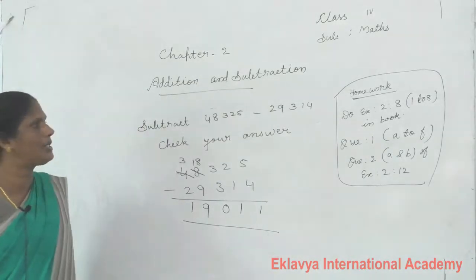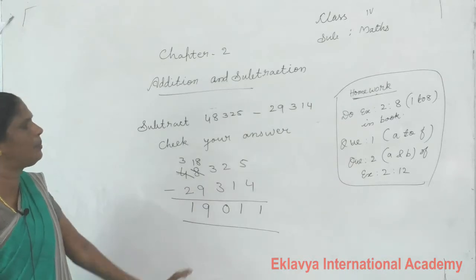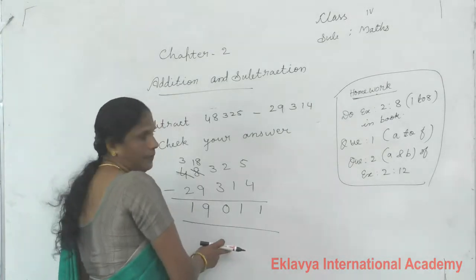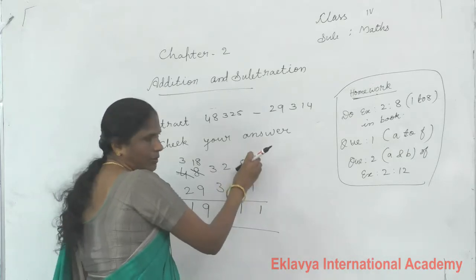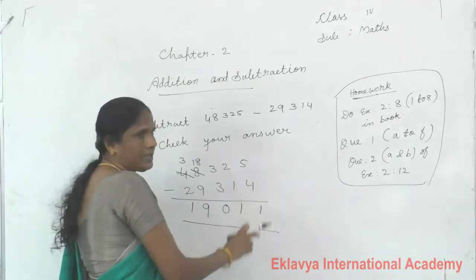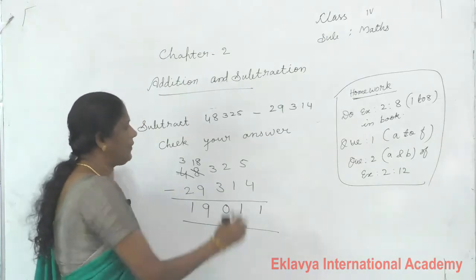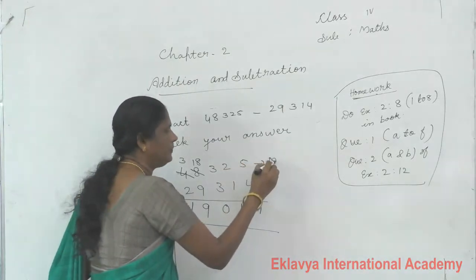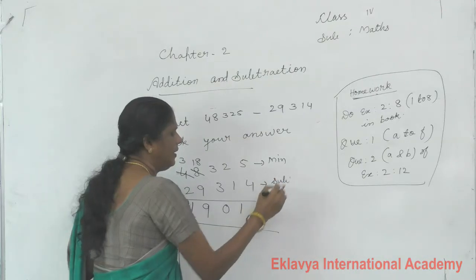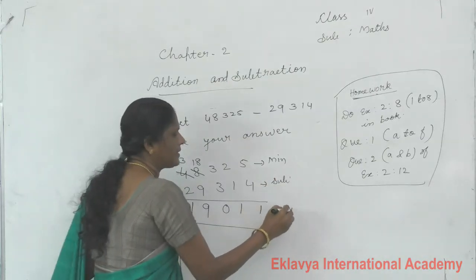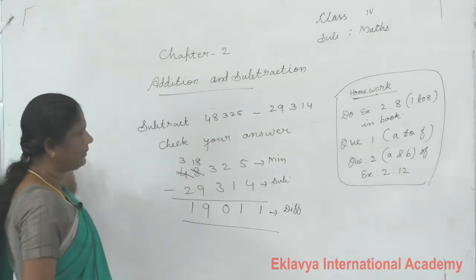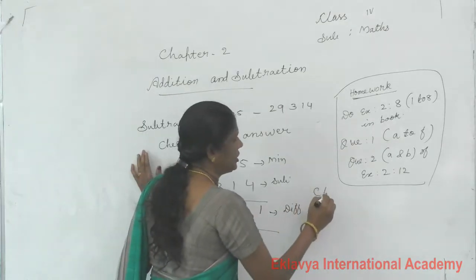Then check also. What is the formula of a check? Difference plus subtrahend, which is our minuend. This is our subtrahend. This is our difference. First we check. Here I check.